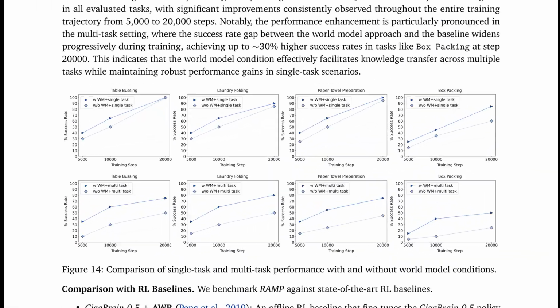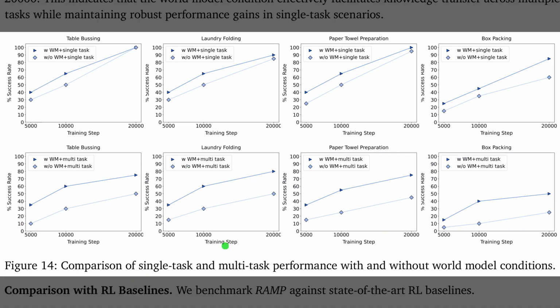So, while the previous chart established overall performance, Figure 14 now isolates the specific impact of the world model conditioning. The top row displays learning curves for single-task training, while the bottom row shows the results for multitask training across 4 different activities. Throughout these plots, the dark blue lines, which use the world model, consistently rise higher than the light blue baselines. This benefit is most visible in the bottom right plot for box packing, where the world model policy achieves a nearly 30% higher success rate by step 20,000, proving it is crucial for robust multitask learning.